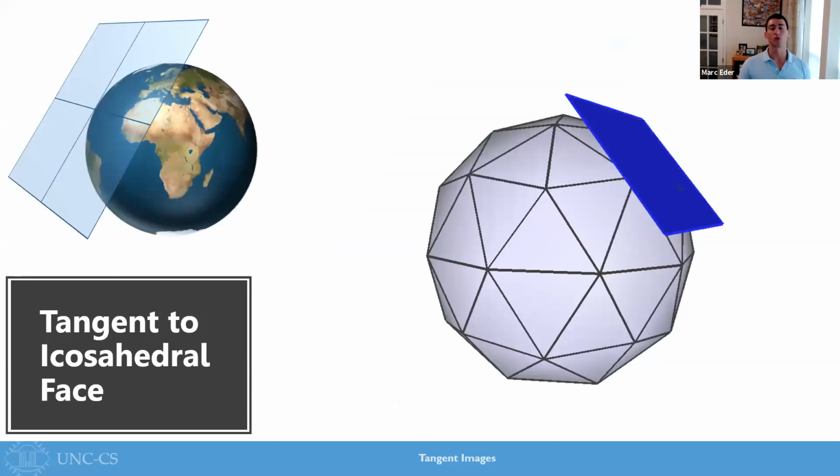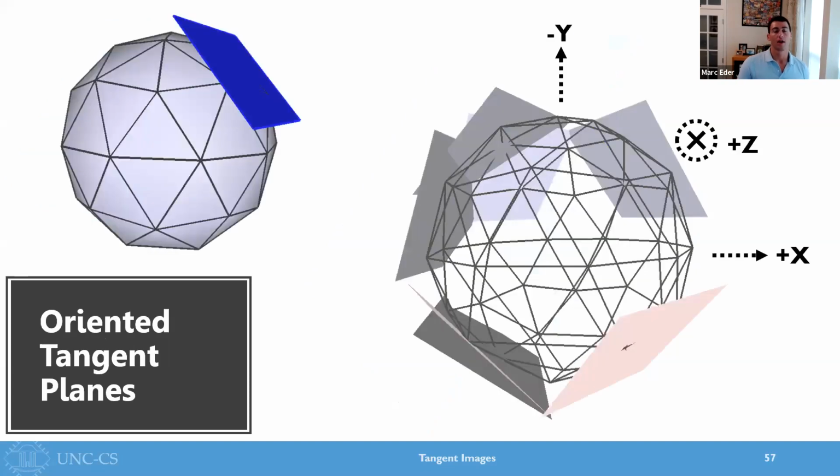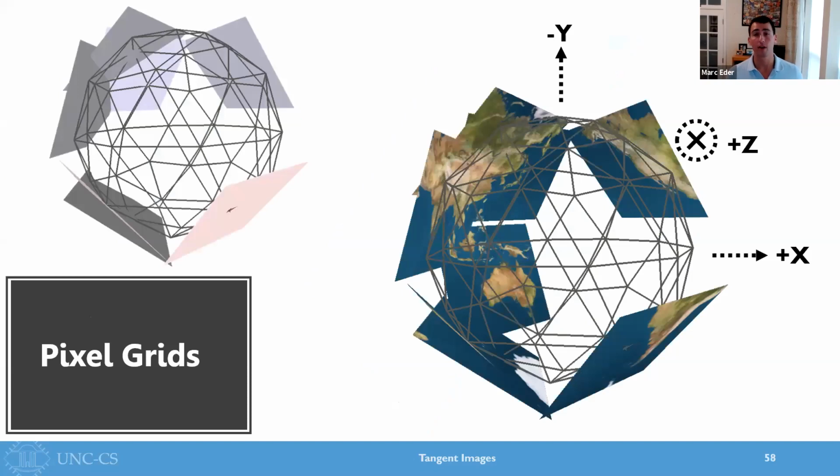Now for tangent images, we determine the placement of these tangent planes according to each face of a subdivided icosahedron. A key concept is that these tangent planes are all going to be oriented according to a fixed coordinate system. This allows us to associate with the orientation of a spherical image, and we choose this fixed coordinate system based on the orientation of our image. So now we have a collection of square planes. We can tessellate these square planes with squares and turn them into pixel grids.